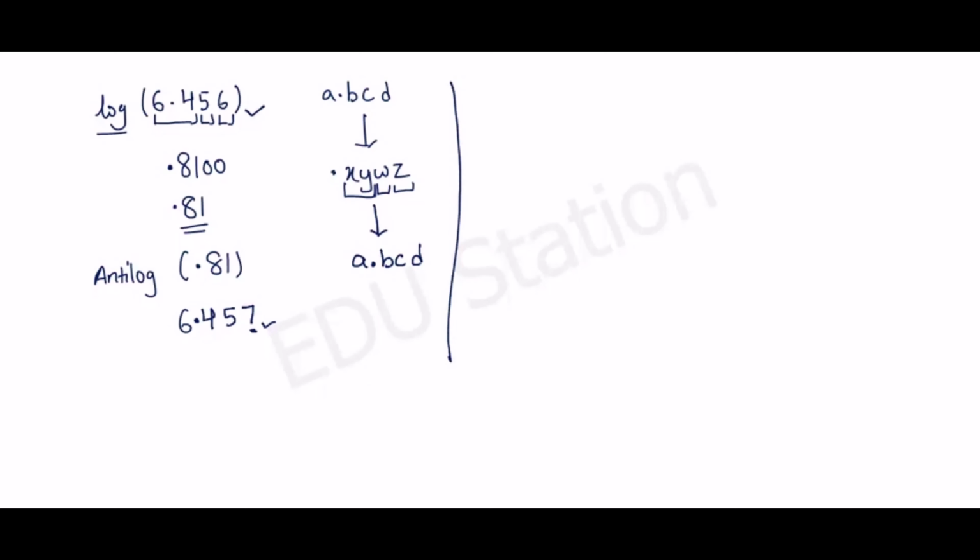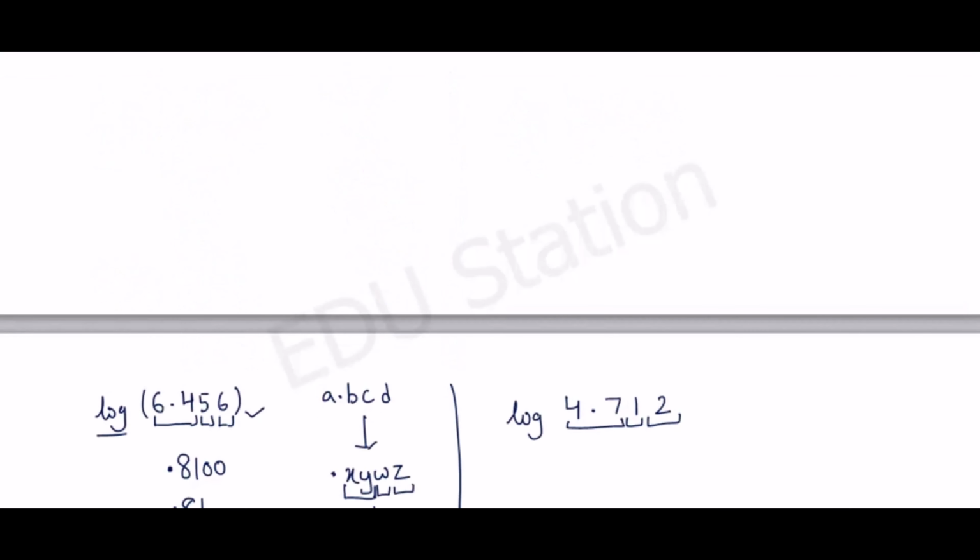Let's say find log of 4.712. So 47, 1 column, 2 difference. 47, column number 0, column number 1. So this is 6730, and difference of 2, you add 2. This is 6732.